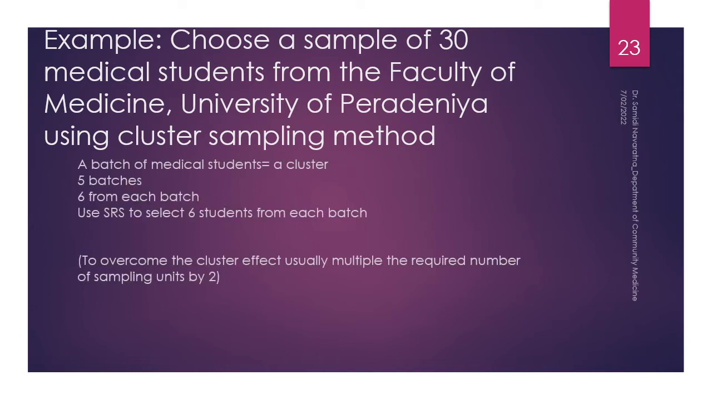When calculating the sample size, you just need to consider the intra-class correlation, and then you have to take that into mind and multiply the sample size by 2 to overcome the clustering effect, or the design effect. You don't have to write that for this example, but just keep that in mind.